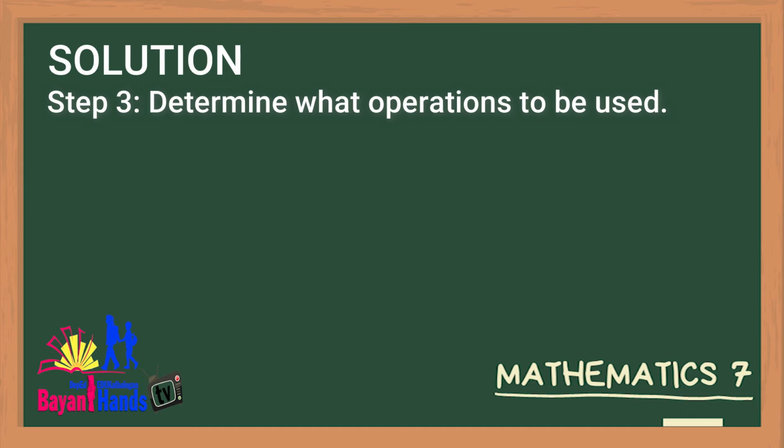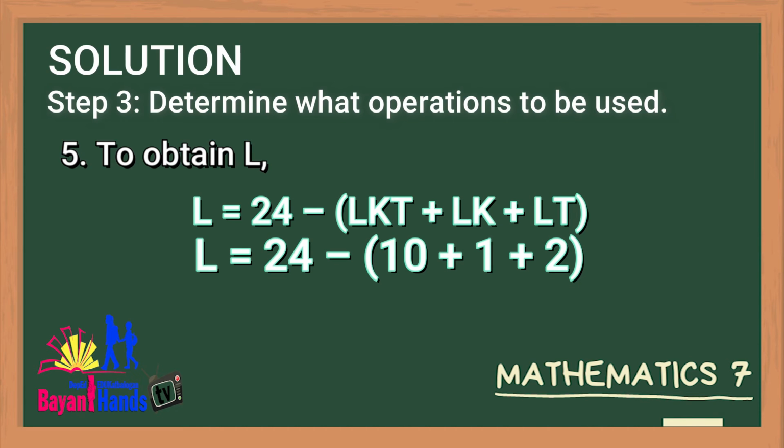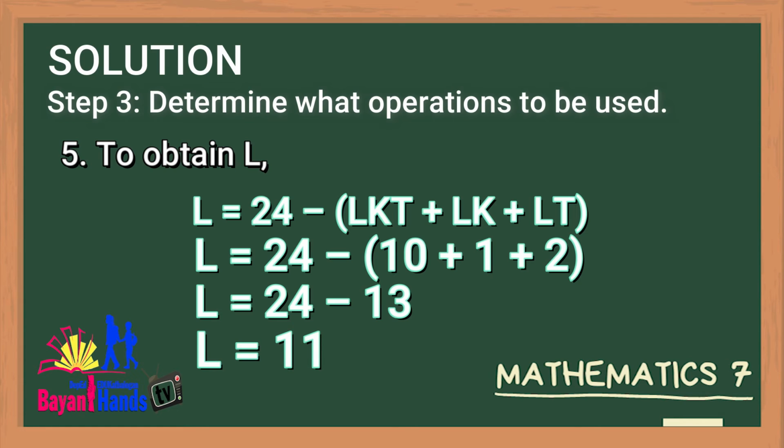Back to the module. You can see in solution 5 of step 3, L is determined by adding the numbers of 2 or 3 visited places. That's LKT plus LK plus LT. You notice that they all have L's. Nice clue, you think. Thus, we have 10 plus 1 plus 2 equal to 13. Then subtract the sum from 24. 24 minus 13, so we have L equals 11.